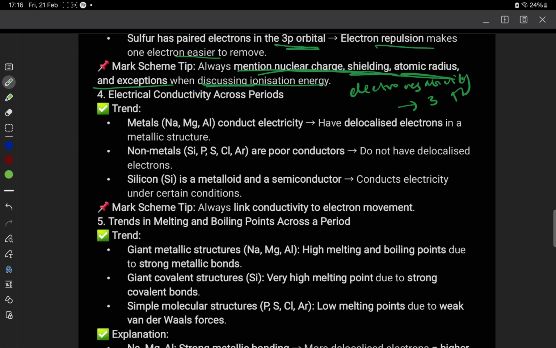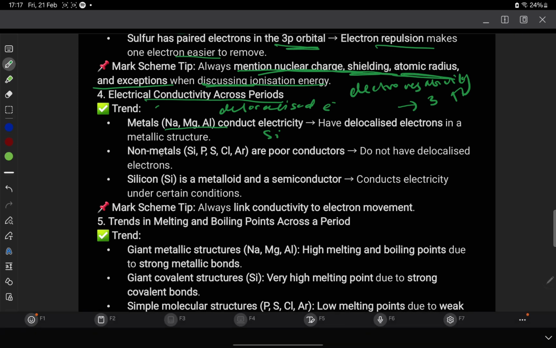Okay, and then we have electrical conductivity across the period. Who's a good conductor? Ever wonder why metals conduct electricity and non-metals don't? It all comes down to delocalized electrons. Metals, sodium, magnesium, aluminum, have delocalized electrons in metallic bonding and are good conductors. Except for silicon. Silicon is an exception. We can call silicon a semiconductor. It kind of conducts, kind of doesn't.